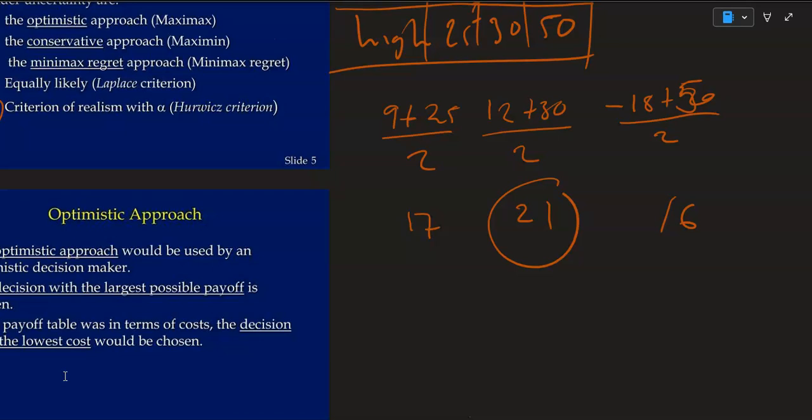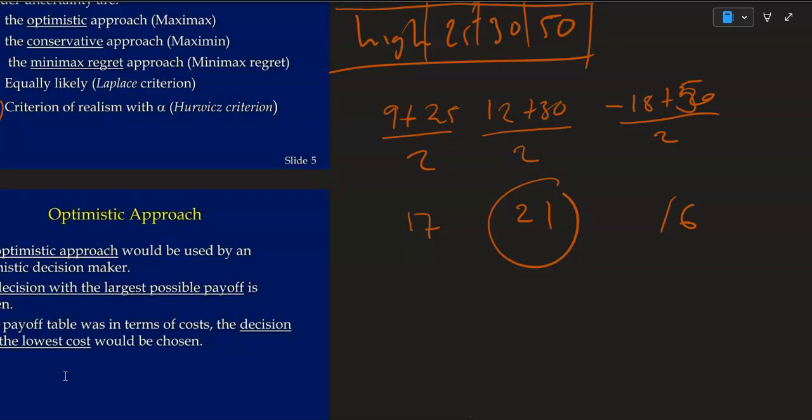Now Hurwicz doesn't want you to choose either of the two. It suggests that you need to accommodate a balance of the two. You need to adopt a balance of the two. So it is basically a modification of the two. And by modifying the two, you create what we call the coefficient.